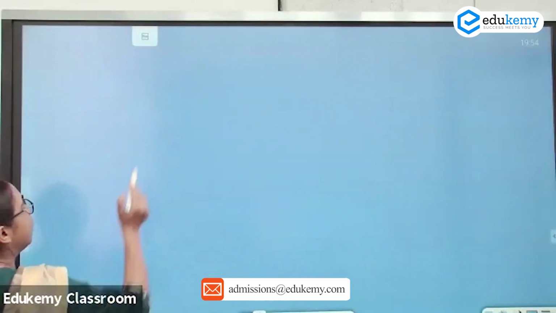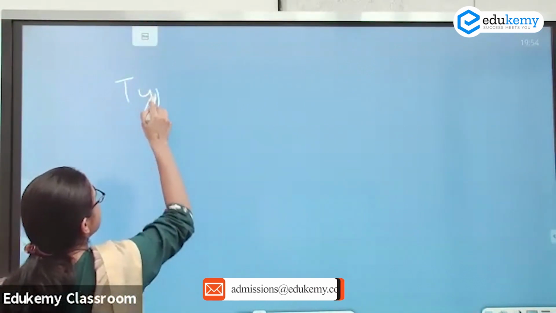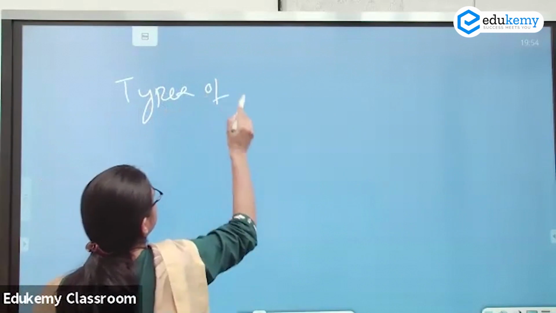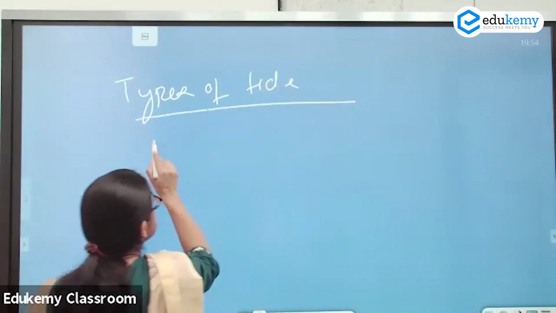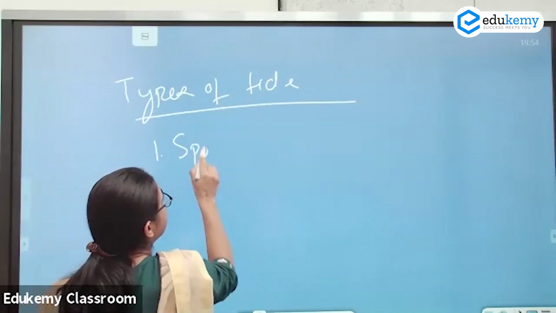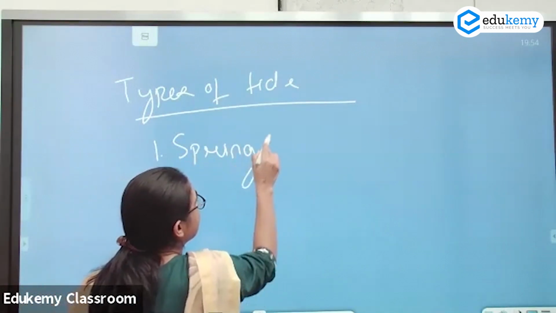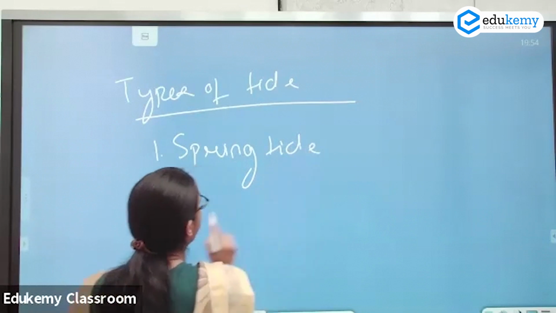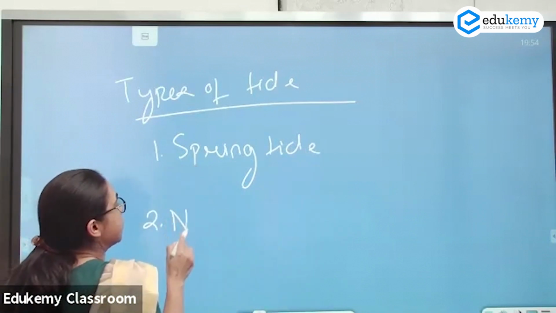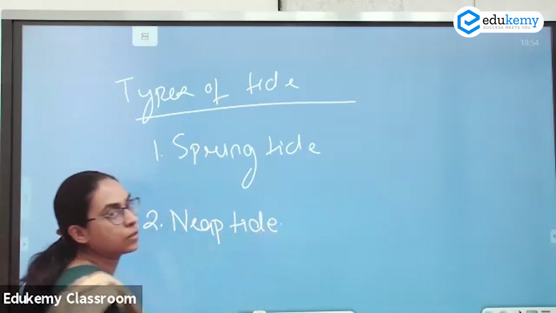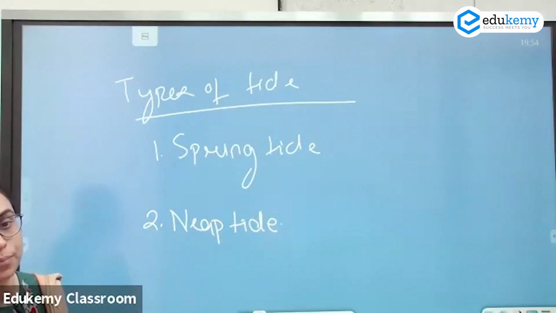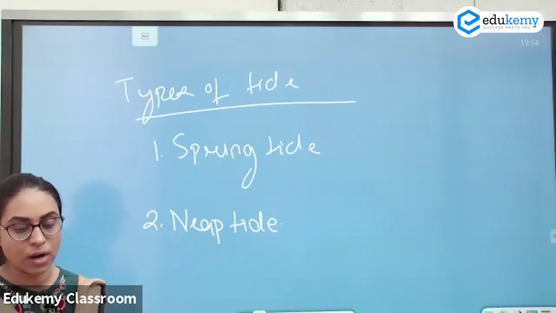Then I will be dealing with the types of tide. The types of the tide. The first important type is the spring tide. The spring tide. And the other important type is the neap tide. What is spring tide? What is neap tide? ठीक है, so first, what is a spring tide?